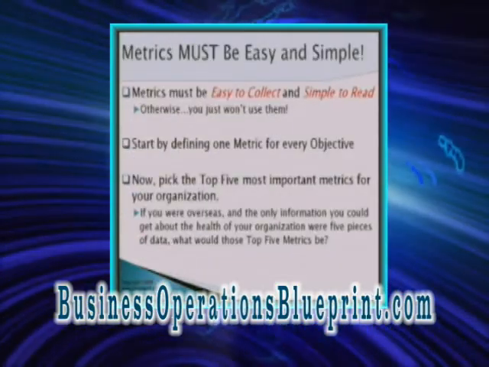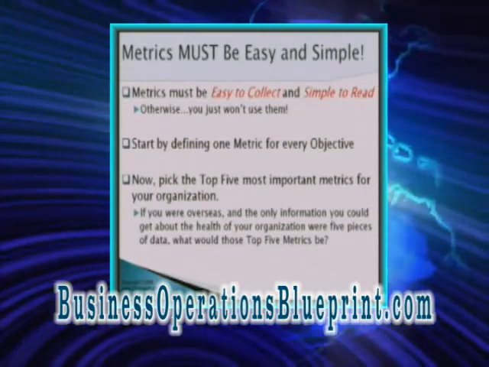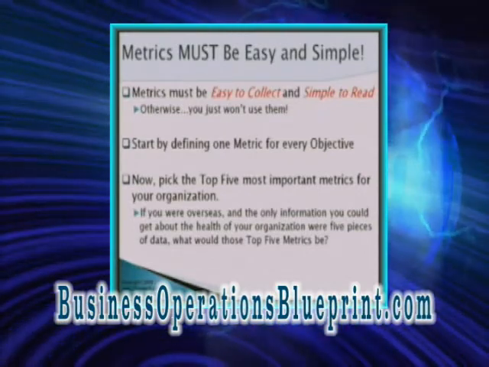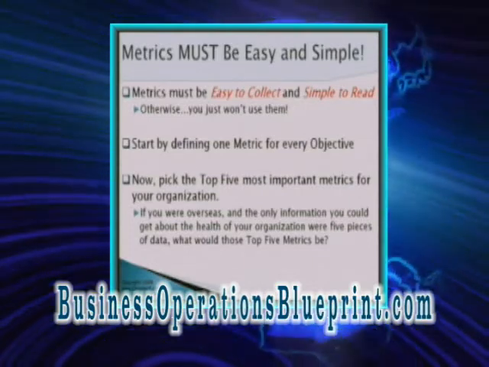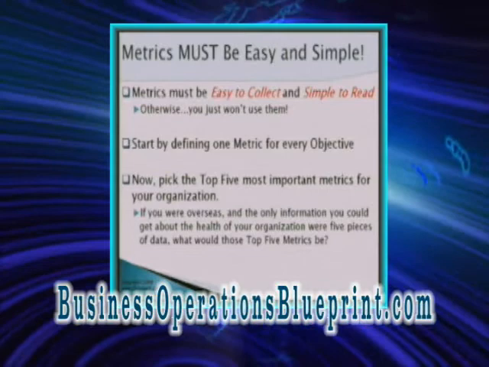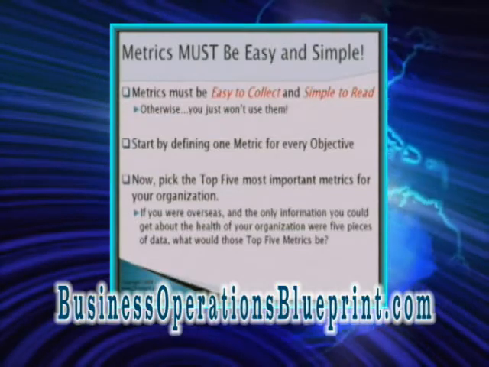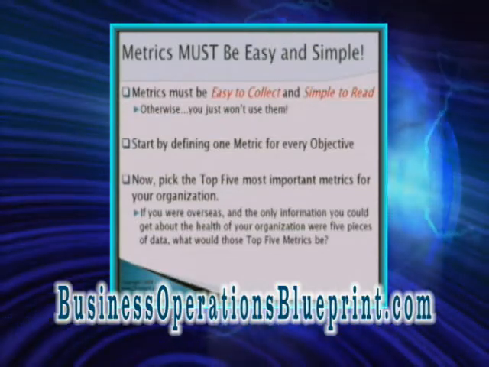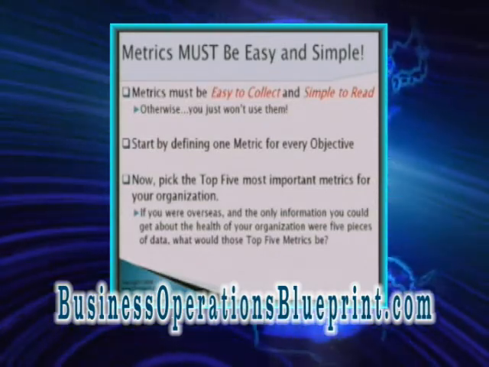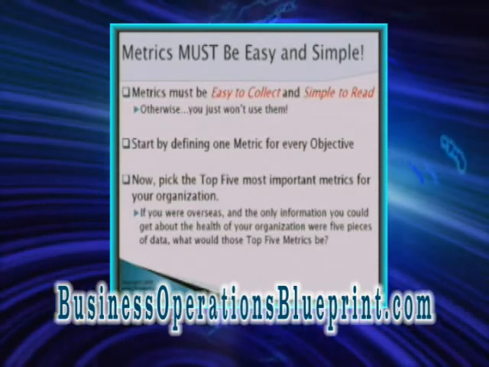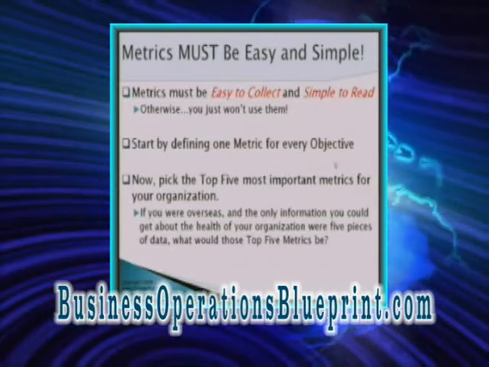Now again, these metrics have to be easy and simple. They have to be easy to collect the data and simple to read the data, because we know if they're not, we're just not going to use them. We've got too much complexity in our life already. We need things in place that help us to be organized and to make our life simpler. And this is the only way that we'll use these. So again, we're just going to start with a few, and we're going to add as many as we need to. So we want to start with defining a single metric for every objective. At least every objective has to have at least one, because you've got to measure it, right?